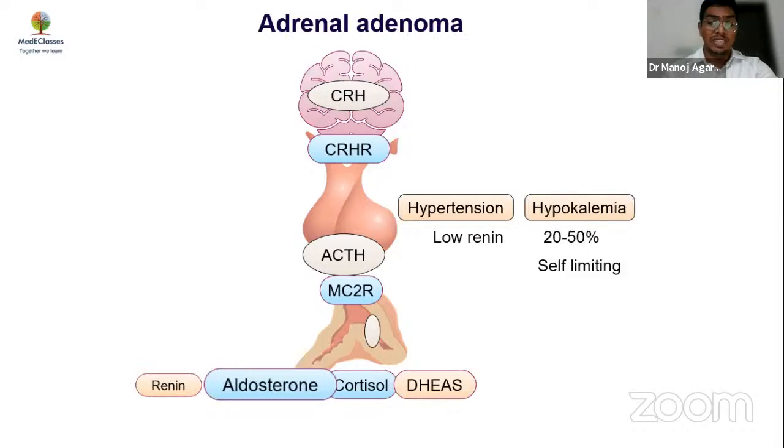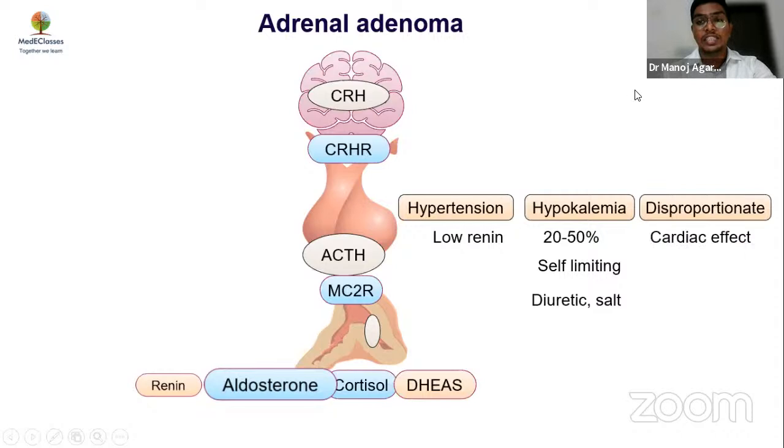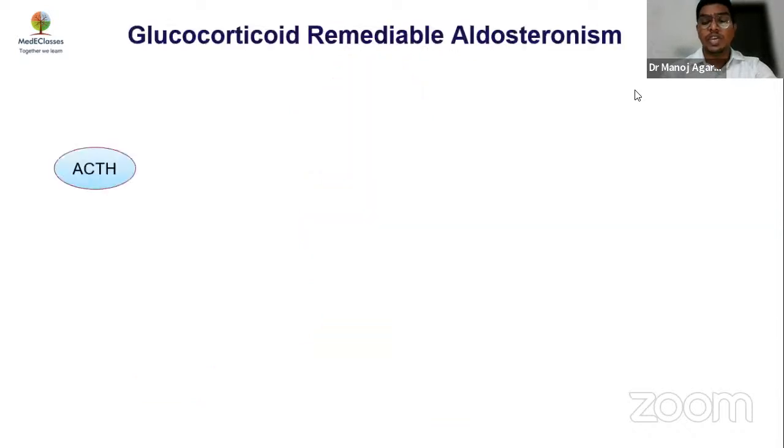But if this patient has been treated with diuretics, then hypokalemia will be the most common. Aldosterone receptors are also more present on the cardiac side, so this patient may have more cardiac complications than the normal essential hypertension patient. This is something we have to monitor, and the treatment option is surgery.